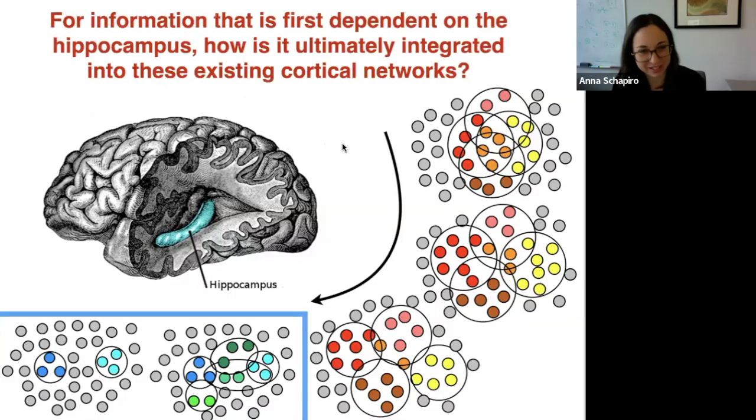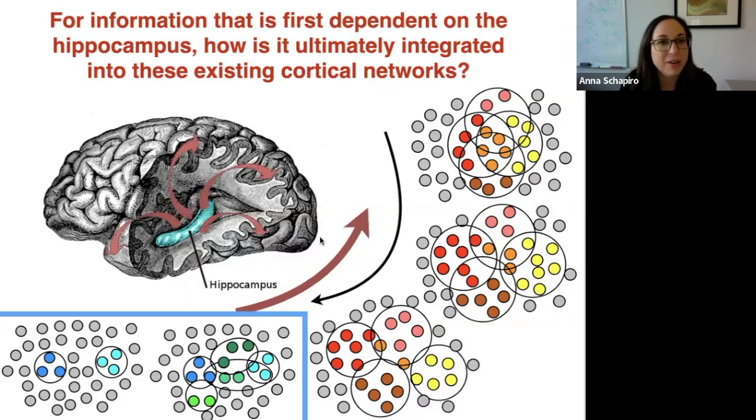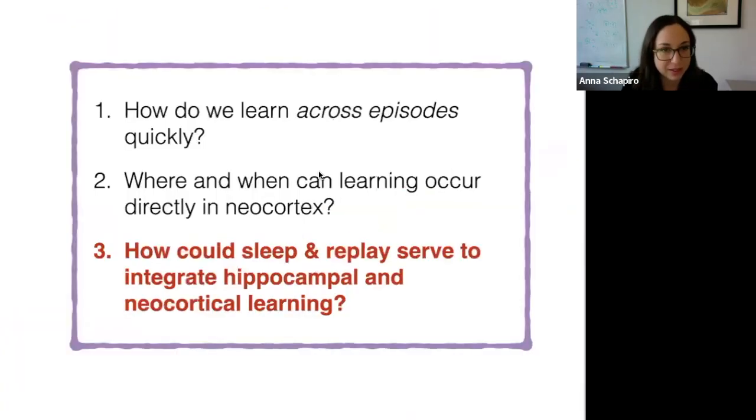So all of this has been about the feed forward pass, right? How do you encode new information as you're moving up the system? And then half of my lab is interested in the opposite direction. So for information that is initially encoded successfully in the hippocampus, then what? How is it ultimately integrated into these existing neocortical networks? So it's the opposite direction.